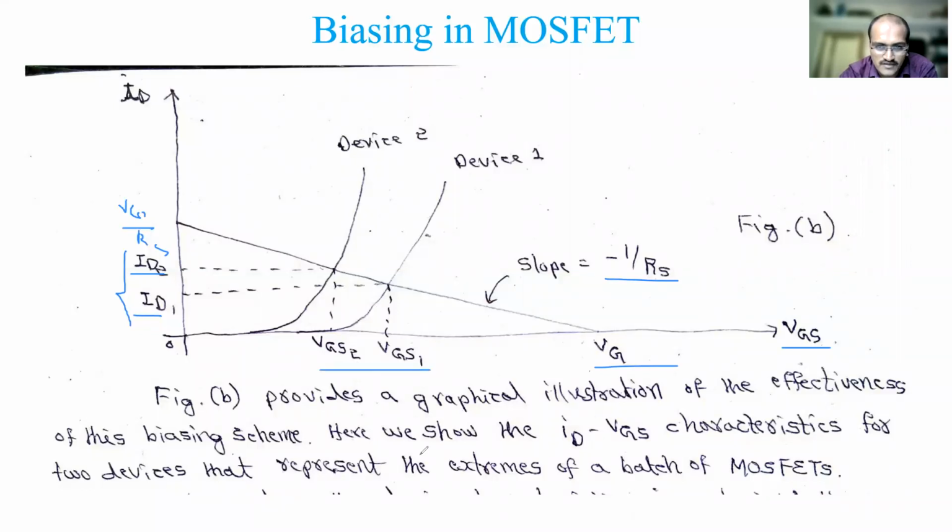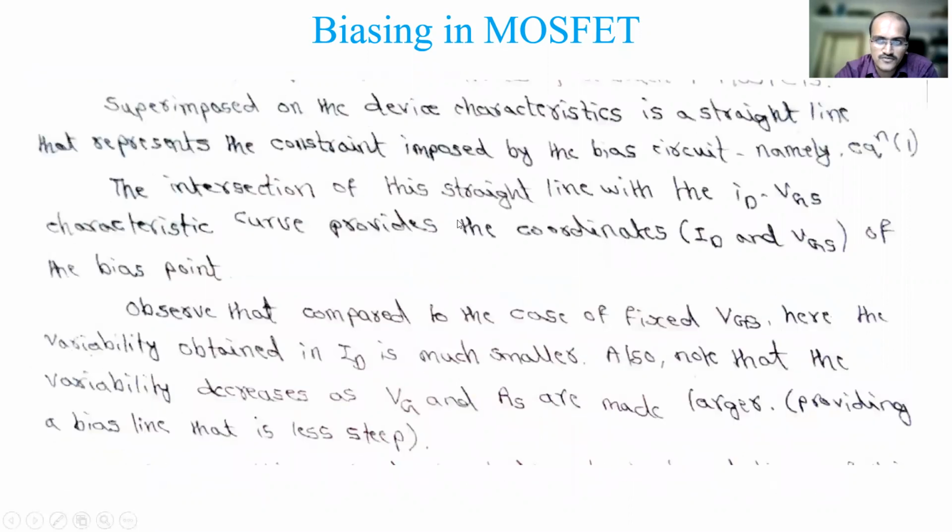Now, having this basic understanding of biasing, we will soon see two biasing circuits, as we did for the BJT: the same circuits, one the voltage divider and the other the normal common source circuit, and problems on them. This is about the principle of biasing. Now we will see the actual practical circuits, but before that we will explain this.